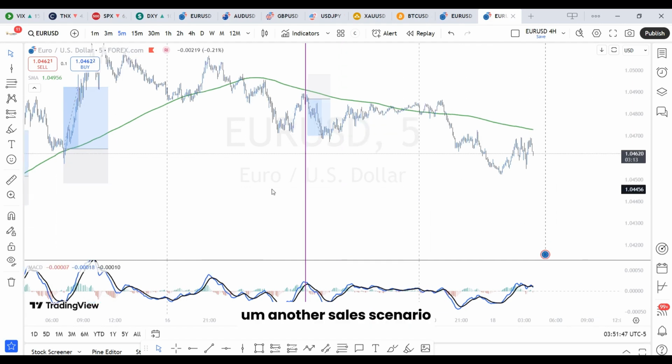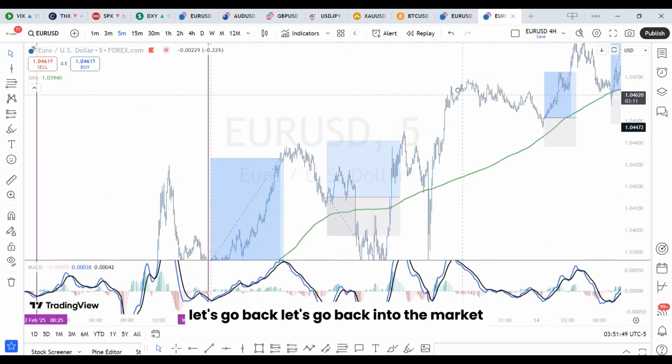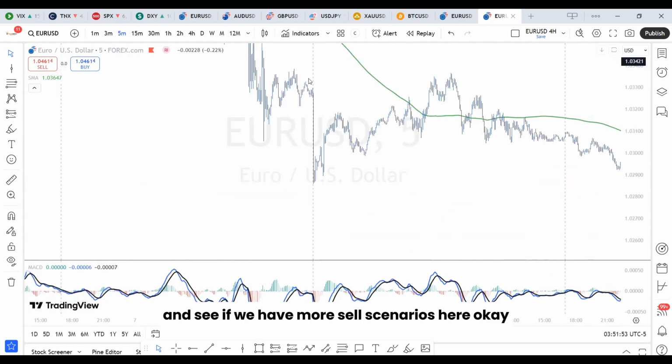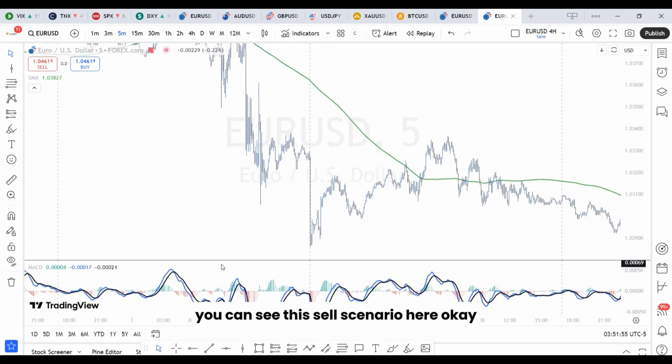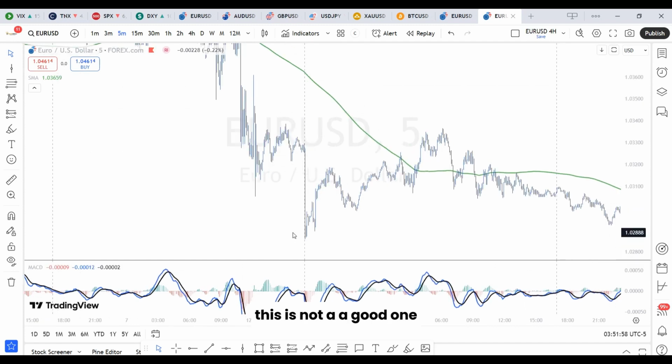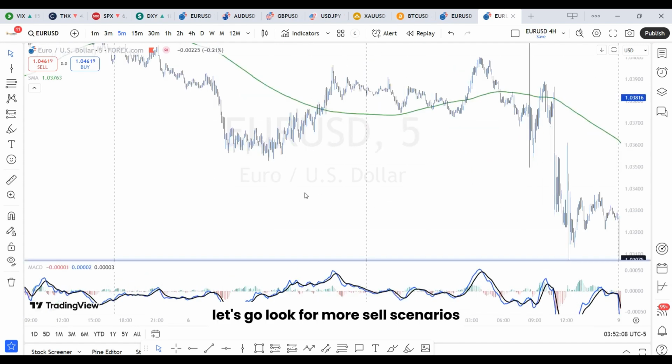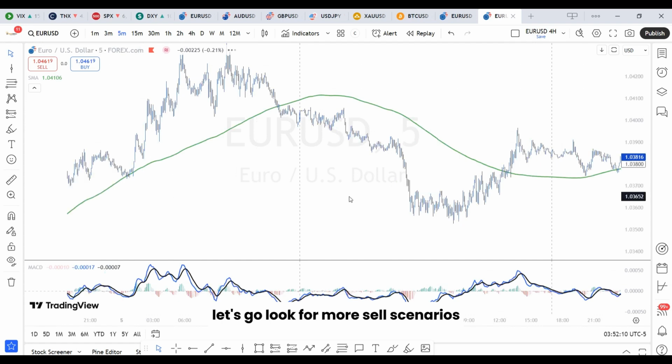another sell scenario. Let's go back into the market and see if we have more sell scenarios here. Okay, you can see this sell scenario here. Okay, this is not a good one. This should have been a good one. But this is a loss scenario. Let's go look for more sell scenarios.